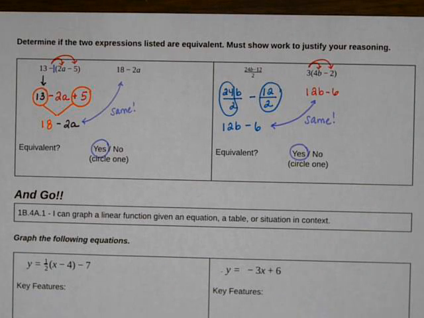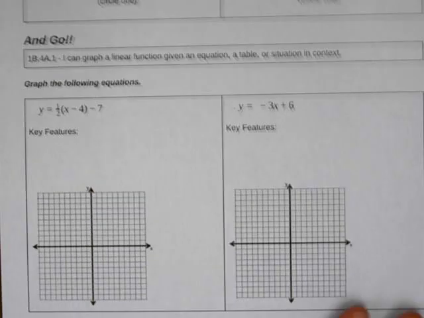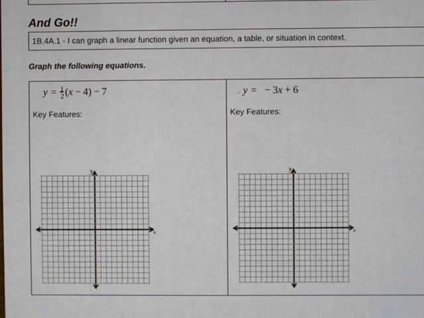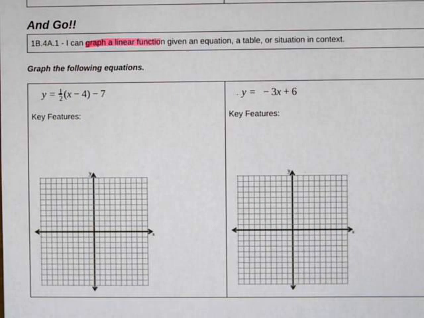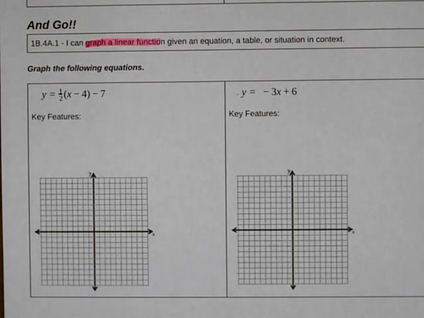Last but not least, in this video, we are going to be practicing for our Go that's part of our Ready, Set, Go. So in our Ready, Set, Go, we are going to be asked to graph a linear function using a table, equation, or a situation and context. In this case, we're going to be working with equations. We need to think back to something that we learned quite a while ago in Module 2, which is that every equation has key features that we can use to help us make a graph.